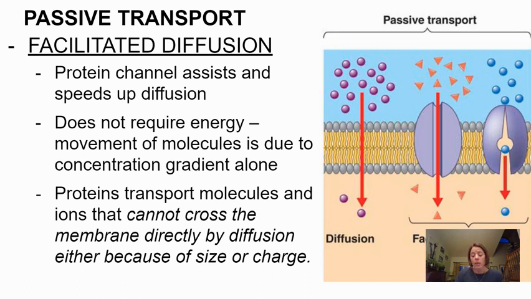The second one is facilitated diffusion. And this is, again, same as diffusion. We are going to be talking about typically small molecules. But now we can't just move through the phospholipid bilayer. Walking through walls is no longer an option. There's something about the molecule that is trying to cross the phospholipid bilayer that just needs a little bit of assistance. Typically, these are just going to be like a door.